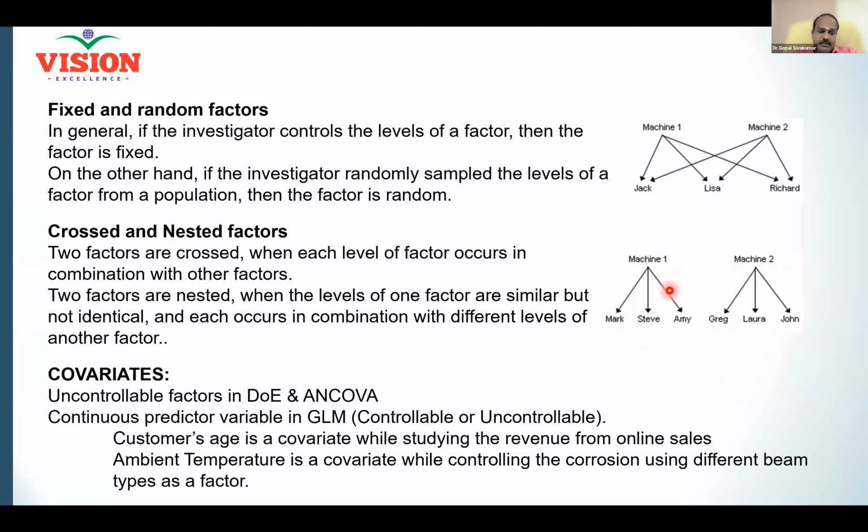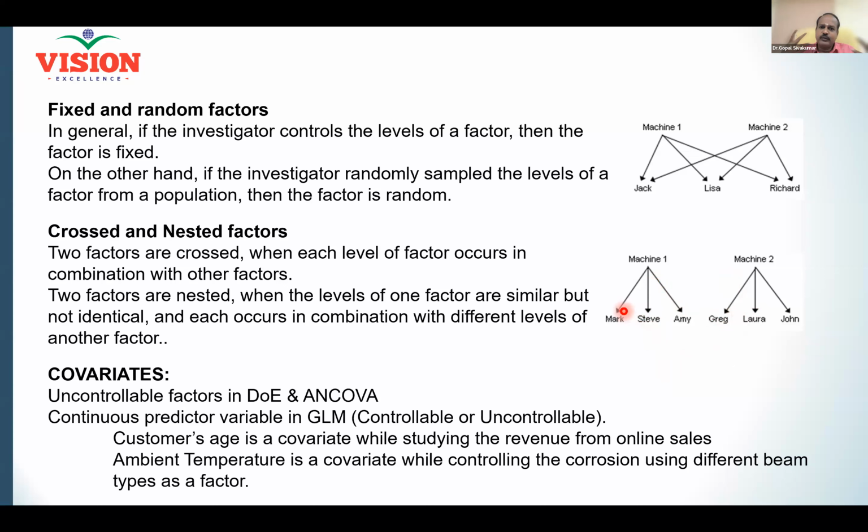Why? Sometimes why do I have to do it like this? Because the machines are in different places. Let's say one machine is in India, the other machine is in Germany. But I want to compare the machines. Now, obviously, my study has to be nested. We all know the crossed design is better because it can give a better comparison of machine 1 and 2, isn't it? But I'm forced to use the nested one.